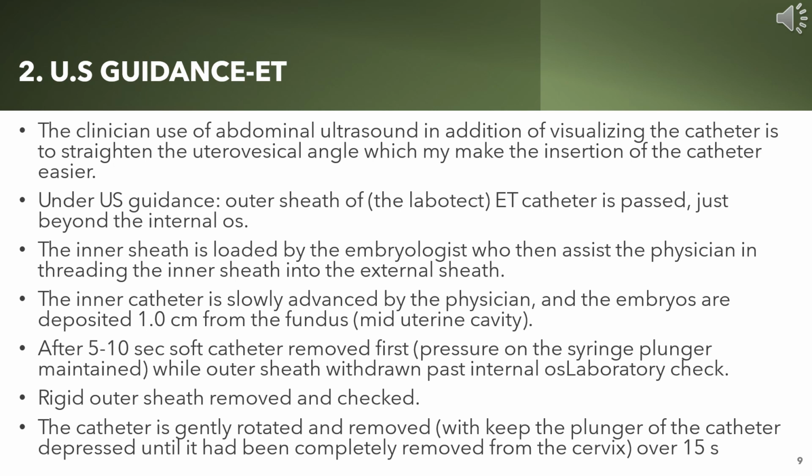The inner sheath is loaded by the embryologist, who then assists the physician in threading the inner sheath into the external sheath. The inner catheter is slowly advanced by the physician and the embryos are deposited 1.0 cm from the fundus in the mid-uterine cavity. After 5 to 10 seconds, the soft catheter is removed first, while the outer catheter is withdrawn past the internal OS for laboratory check. The rigid outer sheath is removed and checked. The catheter is gently rotated and removed over 15 seconds.